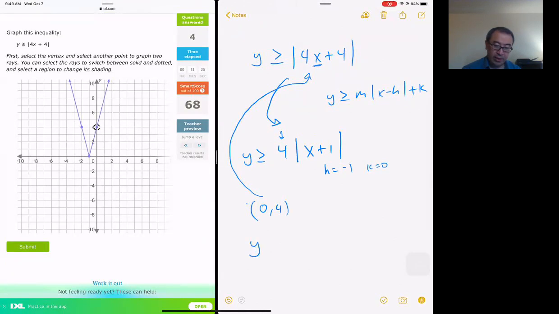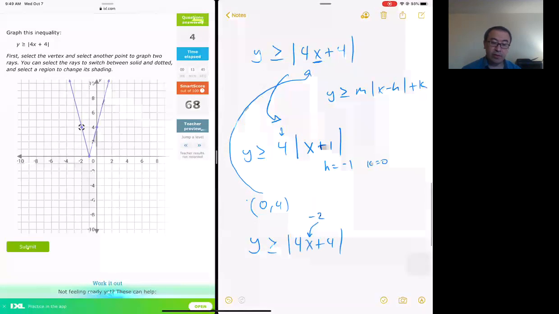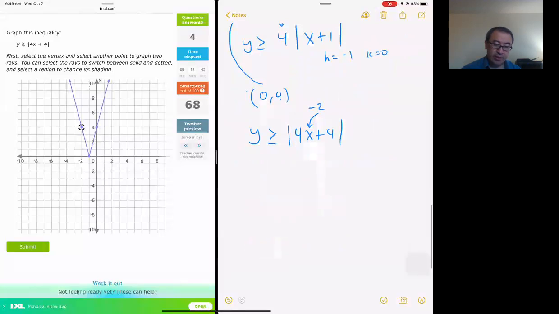If I try to plug in the number on the left side, negative 2, that might be a tricky one. Y greater than or equal to absolute value of 4x plus 4. If you look at my number on my left side here, see this value on my left side? That's x is negative 2. If x is negative 2, would we still get positive 4? If you just want to double check. This is absolute value of negative 8 plus 4 is absolute value of negative 4. And that is 4. It's just a way to double check it.